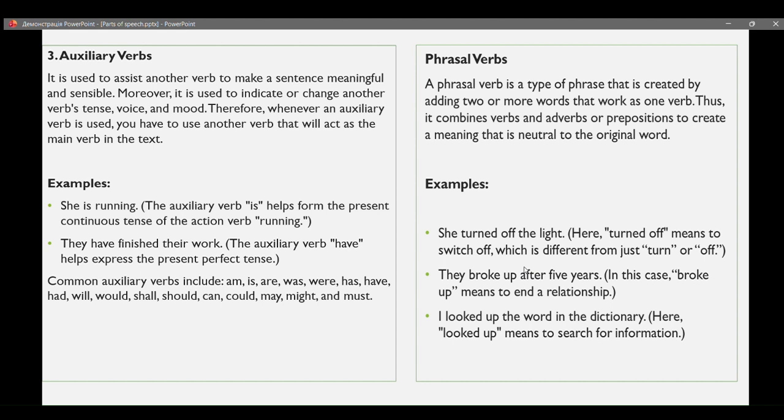They broke up after 5 years. In this case, broke up means to end a relationship. I looked up the word in the dictionary. Here, looked up means to search for information. And you will see a lot of phrasal verbs in English. And you should just memorize them, because you will see them a lot.